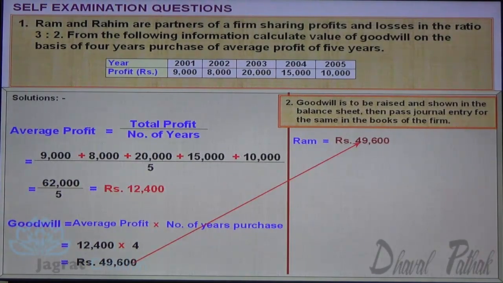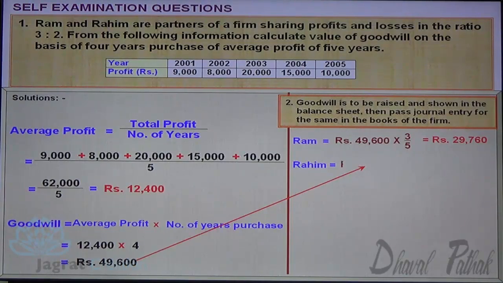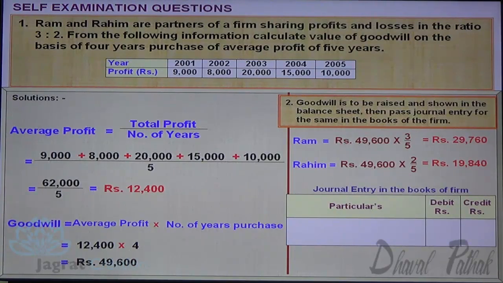So 49,600, their profit sharing ratio is 3:2, so 3/5. Share of Ram in goodwill 29,760. Share of Rahim in goodwill is 2/5. 49,600 into 2/5, that works out to be how much? 19,840.